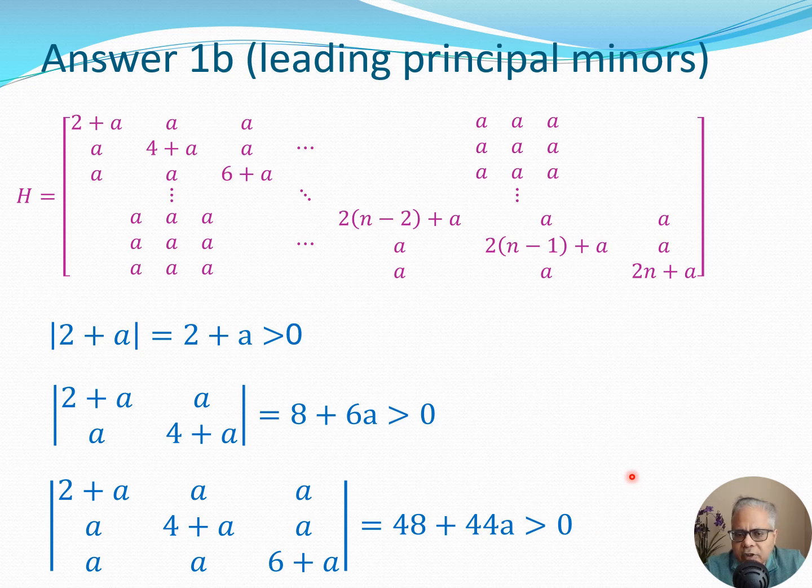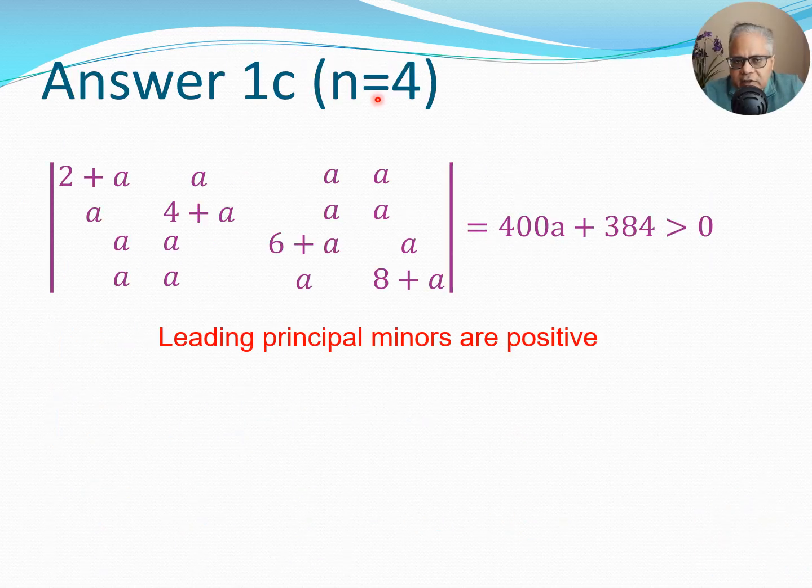I can continue in this manner, and at least from an empirical perspective, I can see that this theory of the leading principal minors being positive is being satisfied, at least up to now. So let's try with n is 4, and again I get 400a plus 384, and this is greater than 0. So all these leading principal minors are positive here.